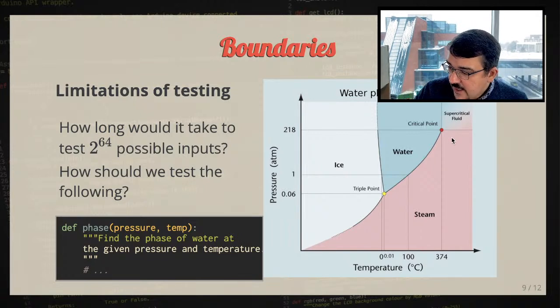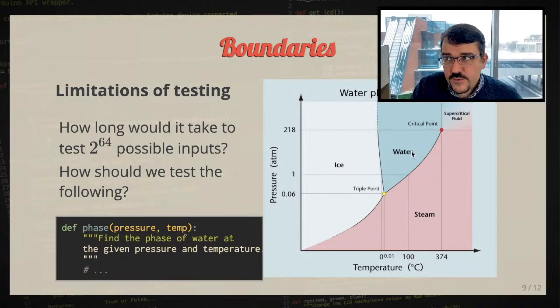Yep, okay. There are clear boundaries in these phases, so somebody said, well, I tested 100 degrees and 1 atmosphere. So at that point, what would you expect to get back at 1 atmosphere and 100 degrees Celsius? What answer should their code give you? Well, someone said steam. Is that right?